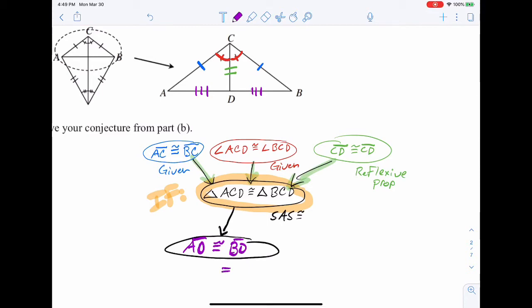Congruent triangles, arrow, meaning then congruent parts. So this is a short way to say if triangles are congruent, then the corresponding parts are congruent.